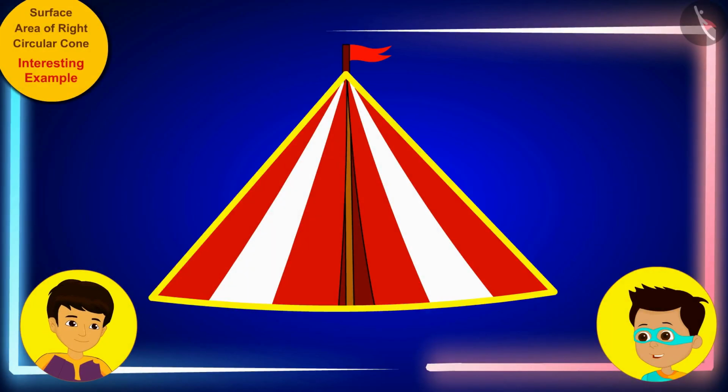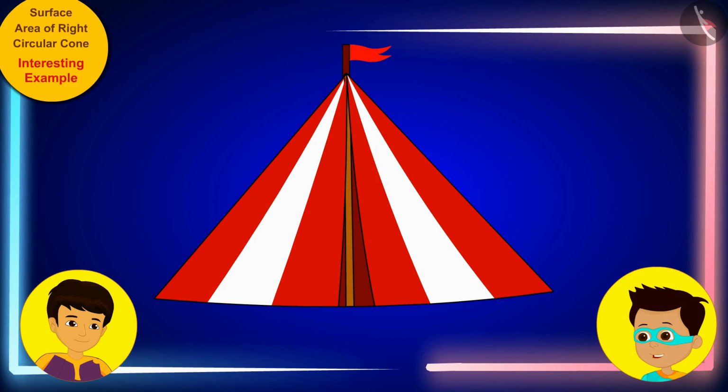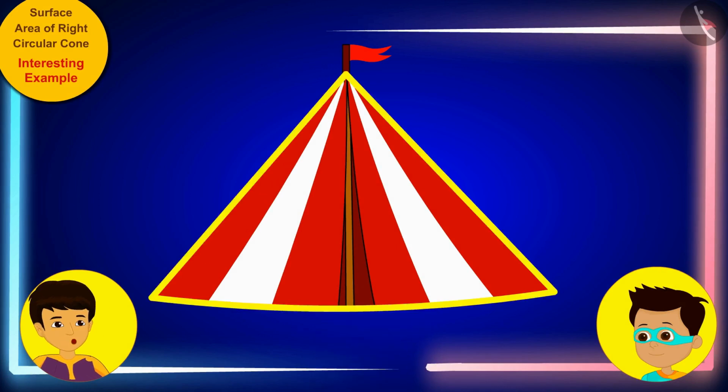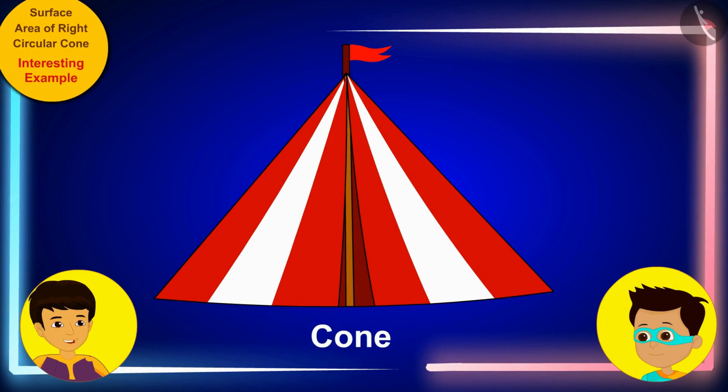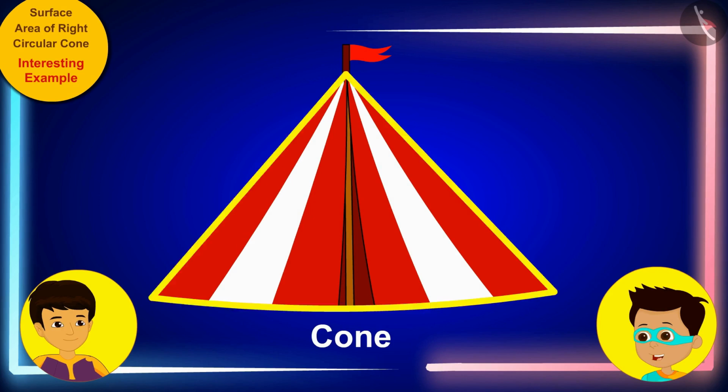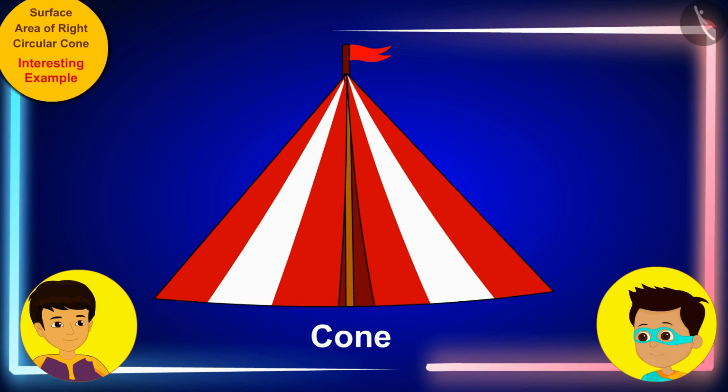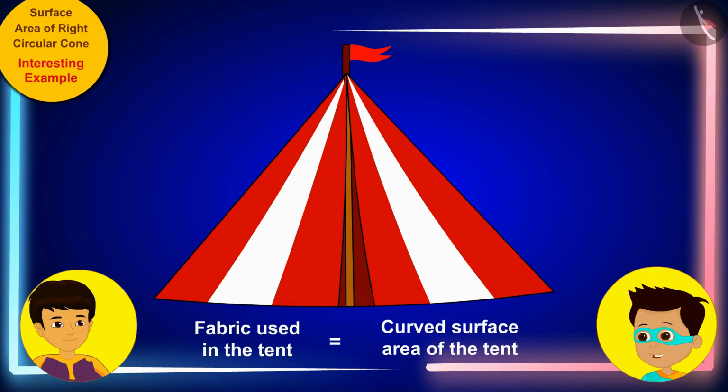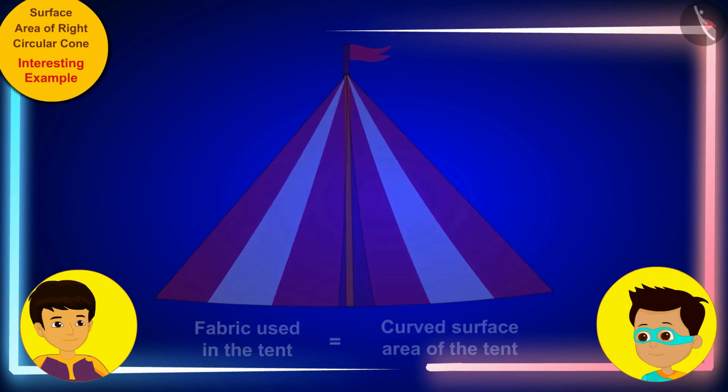Look at the tent, Manas. Can you tell me what shape this tent is? The tent looks like a cone, so it's conical in shape. You're absolutely right. And because this tent only uses fabric to create this curved surface, we can say that the fabric used in the tent will be equal to the curved surface area of the tent.